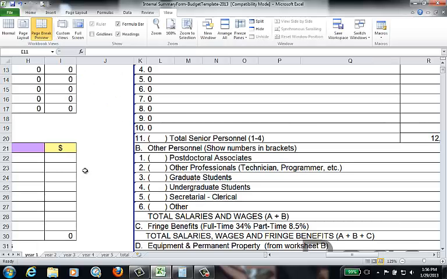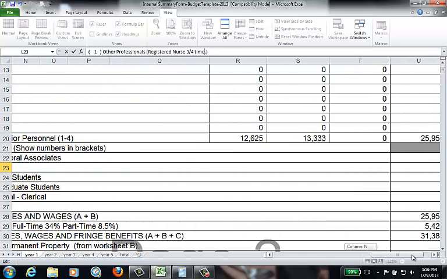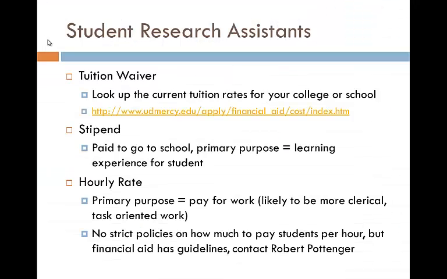If you want to add another professional, they would go under Part B, Other Personnel. If you need to hire a registered nurse for 3/4 time at $45,000 per year, that's where this would go. This will also calculate fringes and indirect costs.